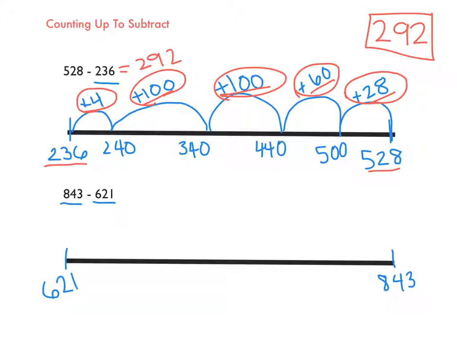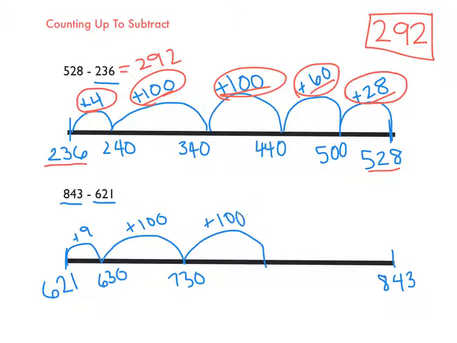So instead of 621, I'm going to add 9 to that. I'm going to make it 630. Okay, now let's talk about our hundreds. We can add 100, and that'll give us 730. And if I add another 100, now I have 830. Okay, now if I add another 10, I'll have 840. And then if I add 3, I'll get to 843.